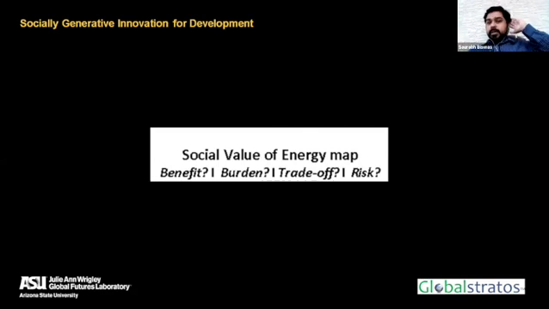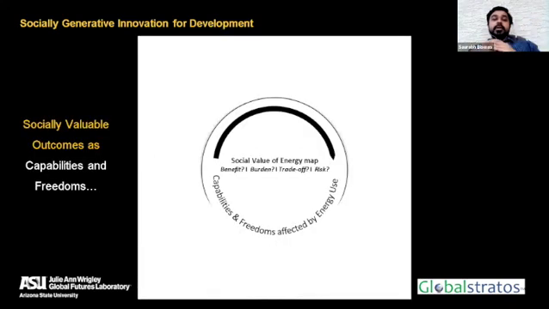Why do we need this? Because very intuitively, we want to maximize benefits, we want to minimize burdens, we want to ensure that the trade-offs are not significant and create burdens over time. And obviously, we do not want to increase the risks in social, economic, ecological terms for the end users or recipients of this infrastructure intervention, right? So now in concrete terms, what would those benefits, burdens, trade-offs, and risks look like?